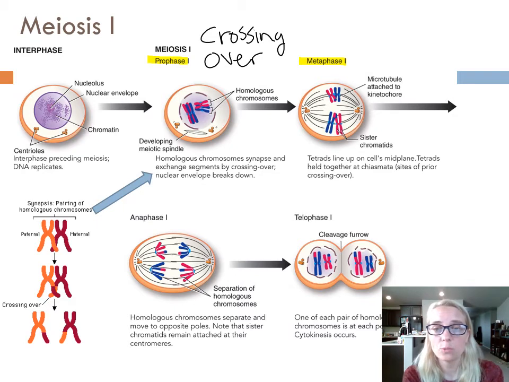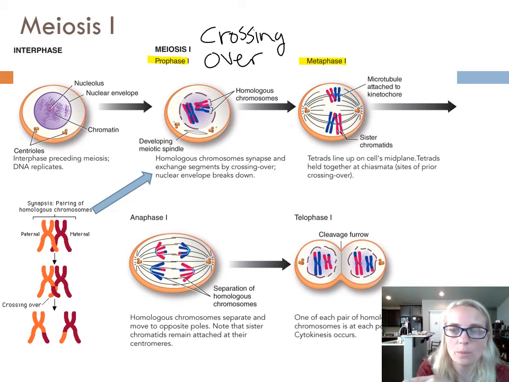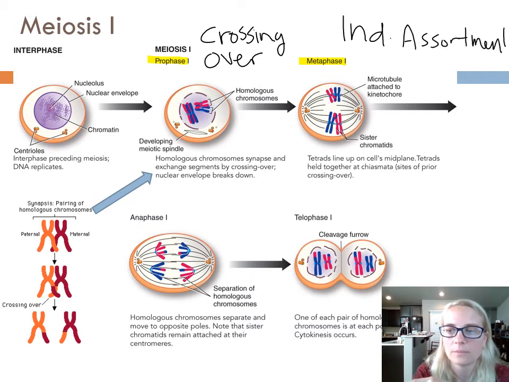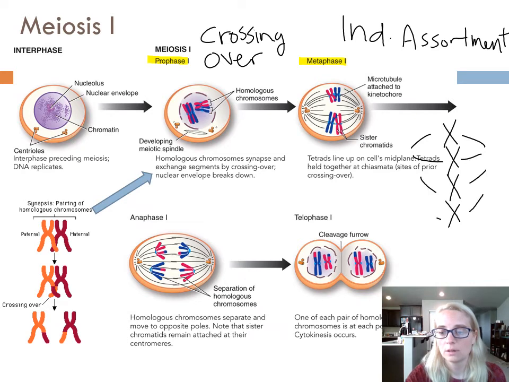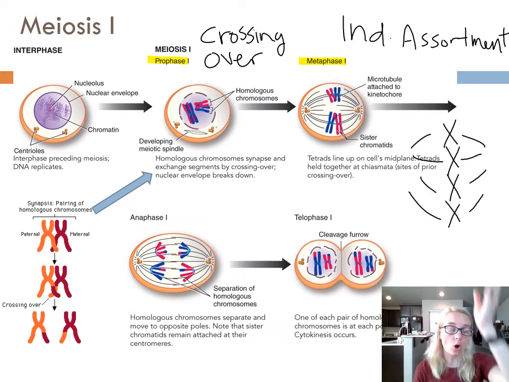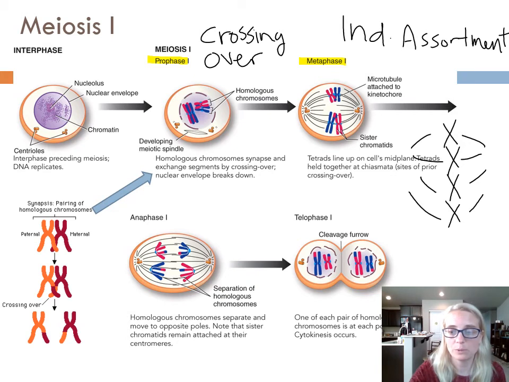And then metaphase 1 is another really important event for diversity. This is where we see what's called independent assortment. Independent assortment is where your homologous chromosomes line up on the metaphase plate, not individually. It's not going to be chromosomes lining up like this with the spindle, like what we saw in mitosis, where all 46 would be lining up on the metaphase plate.